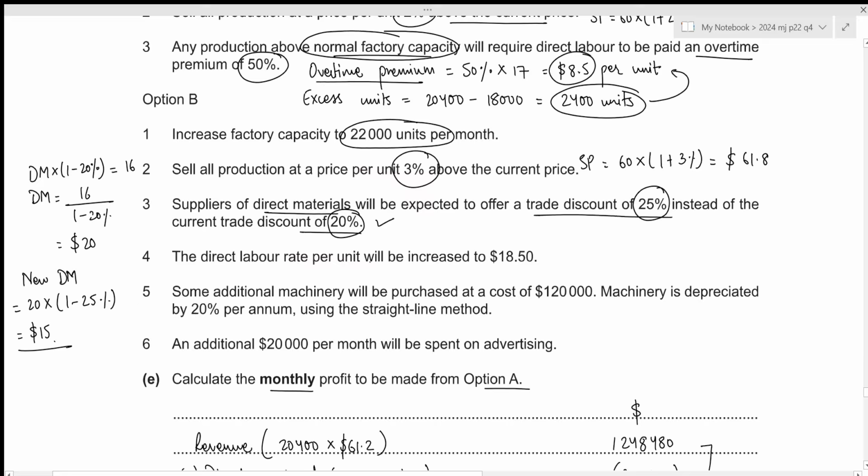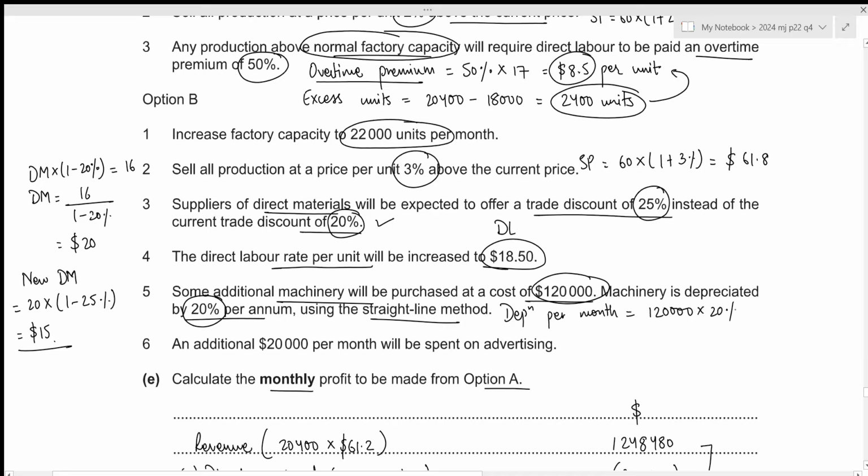Then the direct labor rate per unit will be increased to 18.50. So this is the new direct labor per unit. Then some additional machinery will be purchased at a cost of 120,000. Machinery is depreciated by 20% per annum using the straight line method. And in this case, we have been asked to calculate the monthly profit. So we also need to calculate the depreciation per month. Since this is the straight line method, we can just multiply the rate to the given cost. So 120,000 times 20%, but this will result in the depreciation for 1 year. We need to divide it by 12 in order to get the depreciation per month. This results in the value of 2,000.